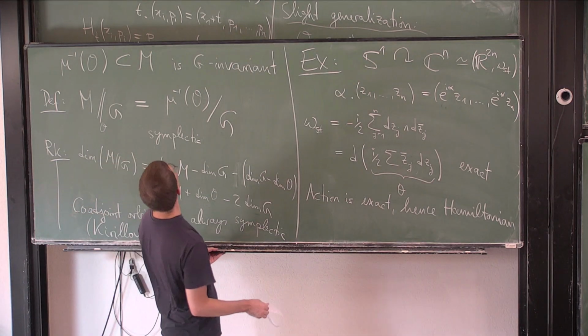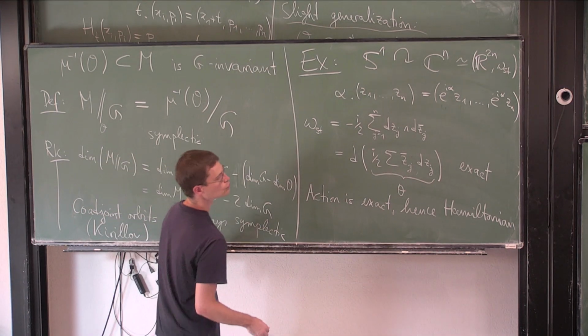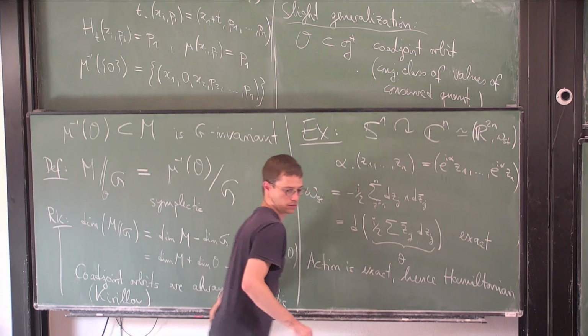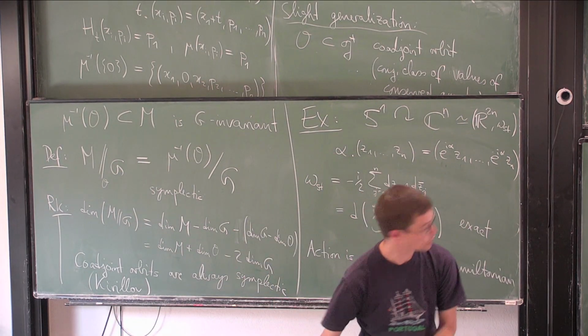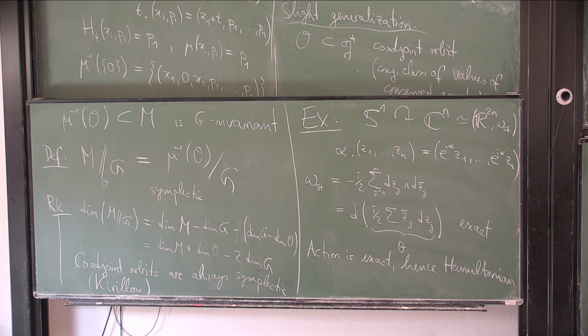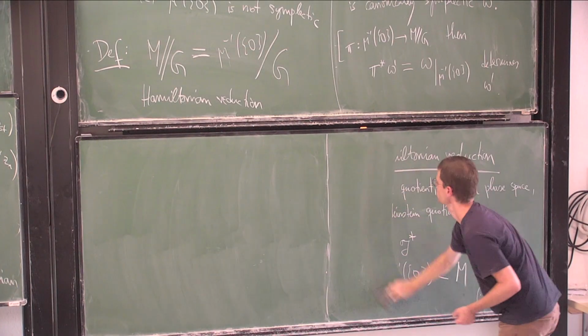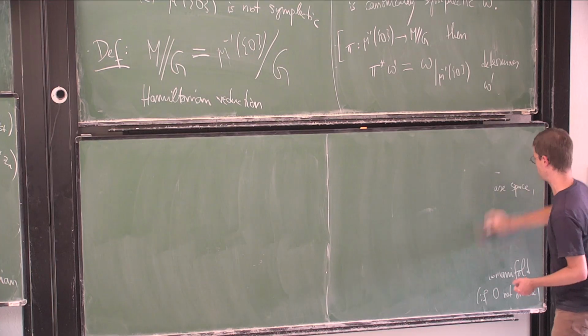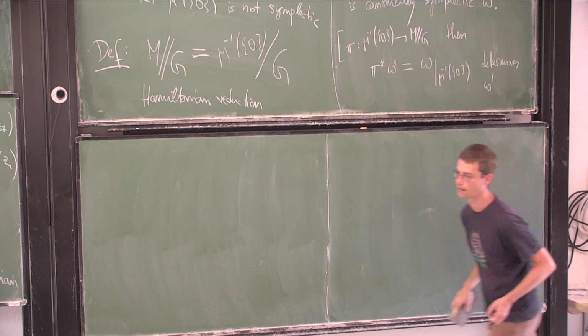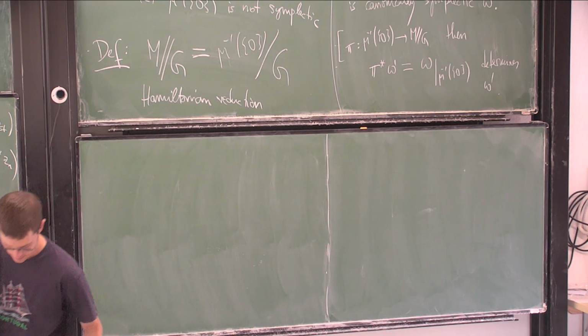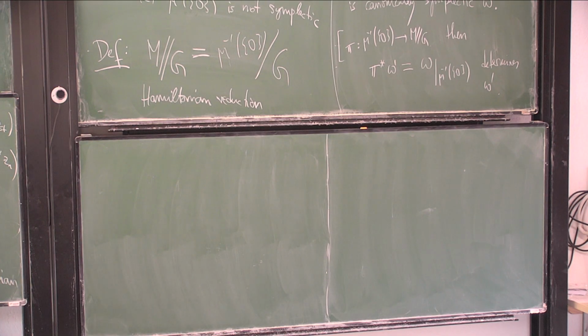Okay, and let's compute the infinitesimal action and the moment map, and the reduced phase space. This would be the most interesting object. What is the reduced phase space? Okay, so let's see what the infinitesimal action is.